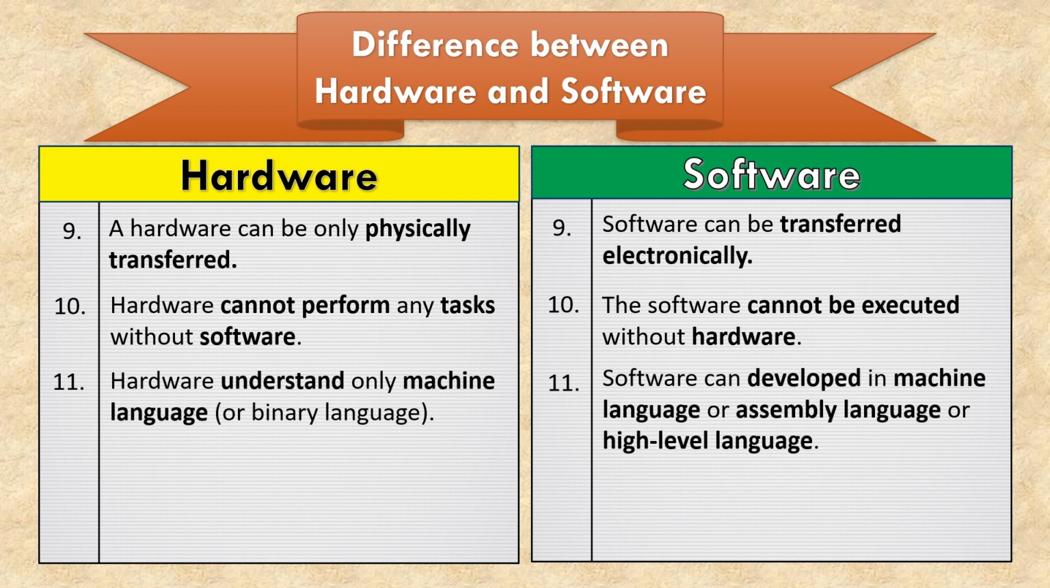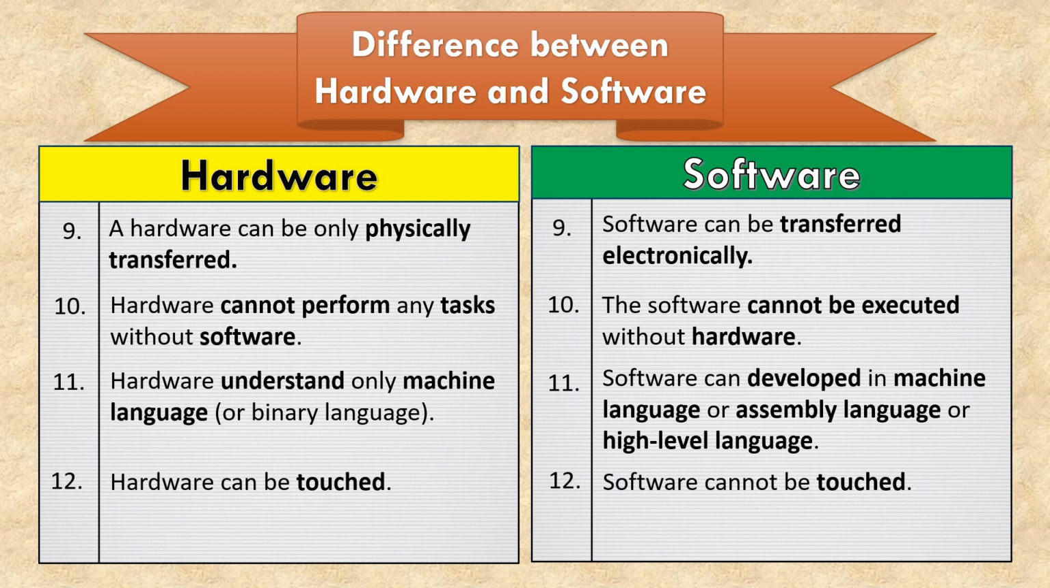Hardware understands only machine language or binary language. Software can be developed in machine language or assembly language or high-level language. Hardware can be touched. Software cannot be touched.